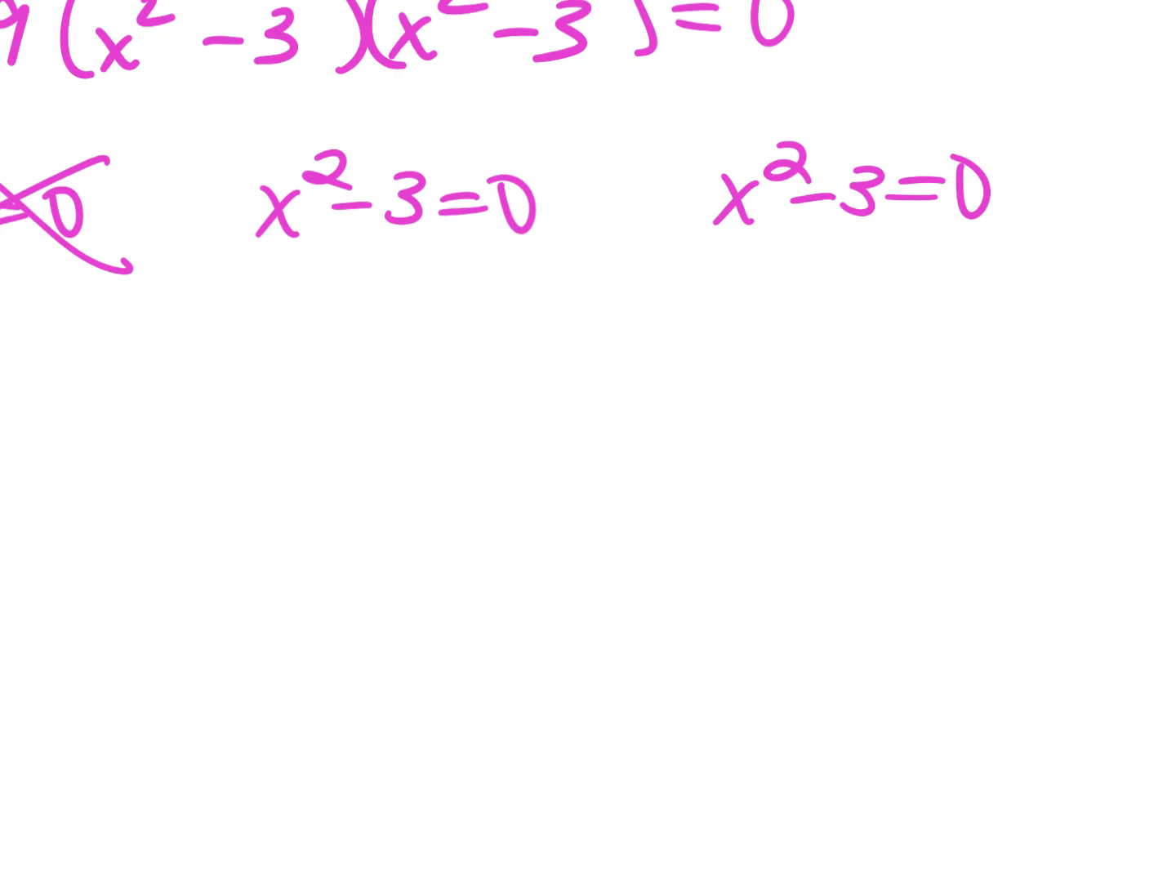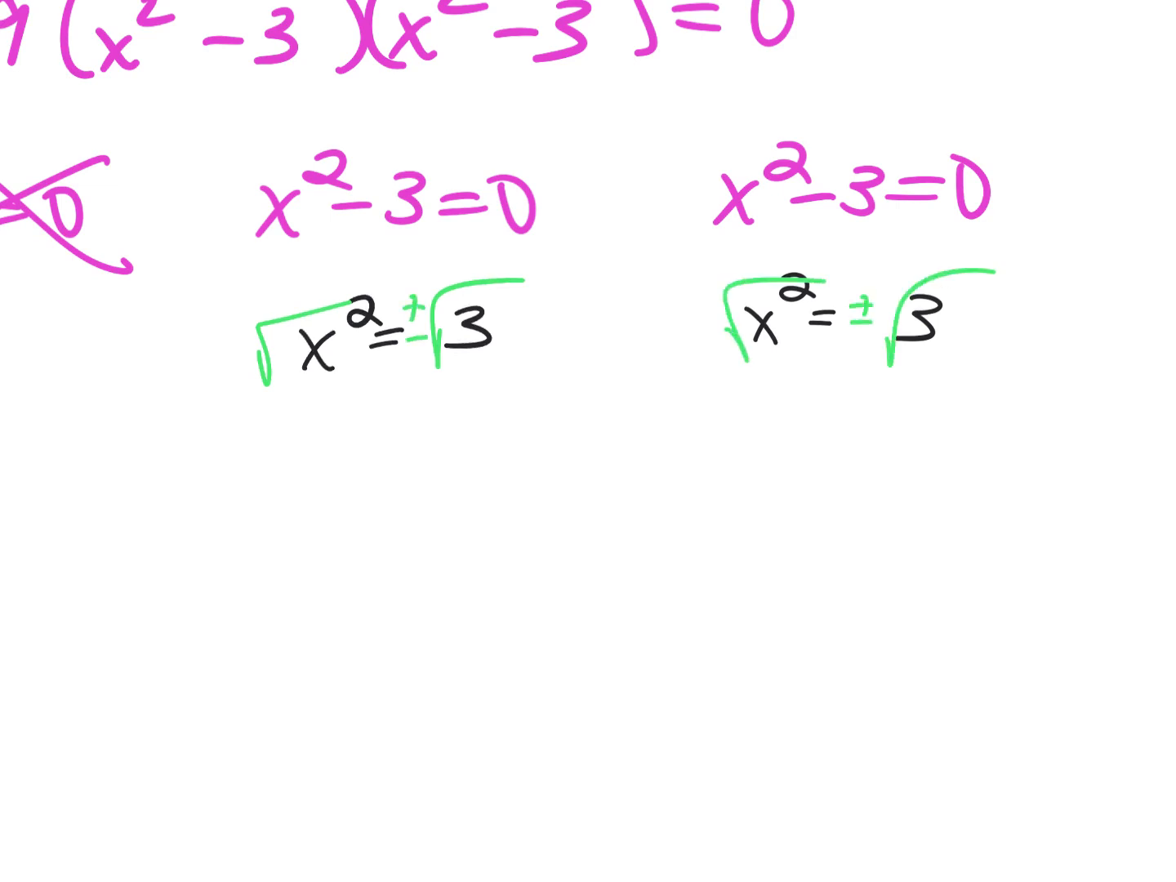So when I go to solve this, I move 3 over. I have x squared equals 3. And over here, I have x squared equals 3. How do you find x? You take the square root. When you take the square root, what goes in front of your answer? Plus or minus.